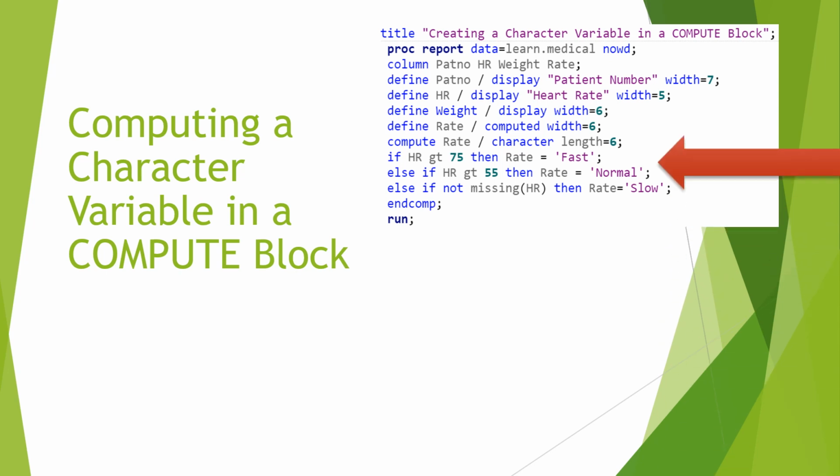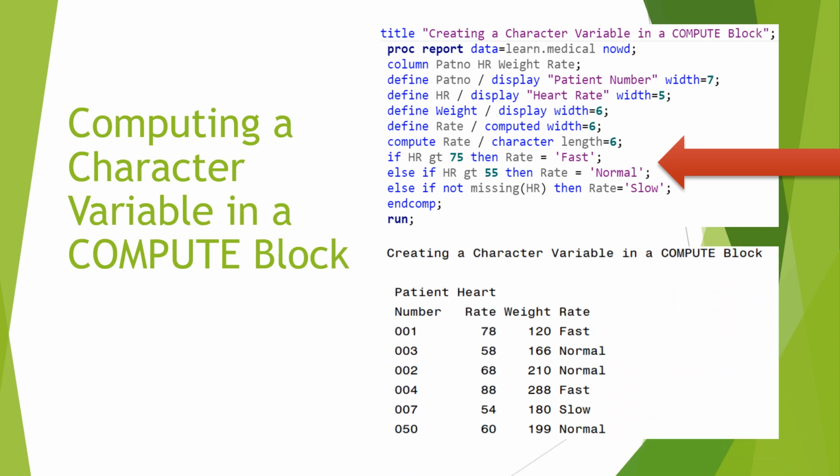In this program, you include the variable you are computing in the column statement. The compute statement now includes the keyword character to tell SAS that rate is a character variable. The option length equals 6 defines the storage length for this variable. Next, the logical statements to compute rate are sandwiched between the compute and end compute statements.